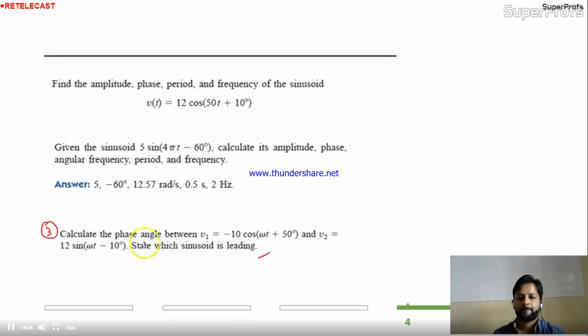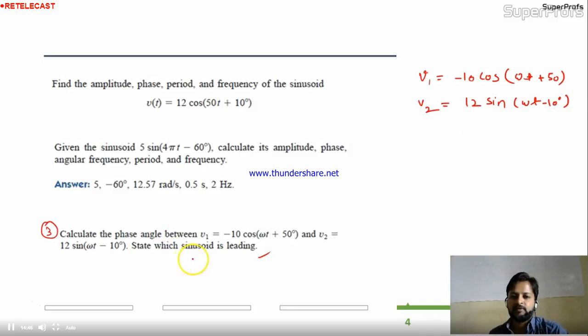Now friends, if you observe this question carefully, they have given V1 equal to minus 10 cos(omega t plus 50), and V2 is 12 sin(omega t minus 10 degree). And we have to find the phase angle between V1 and V2.